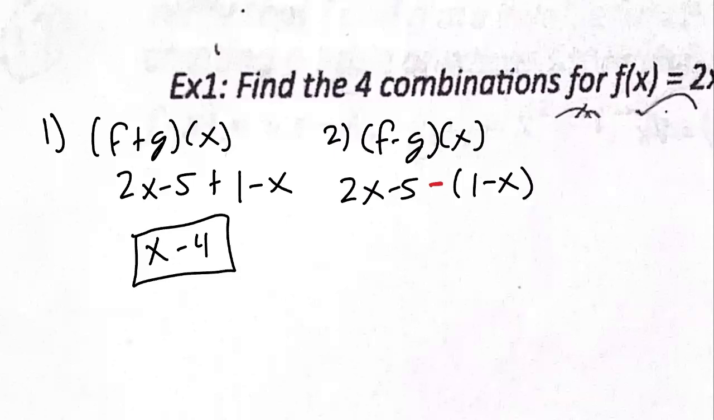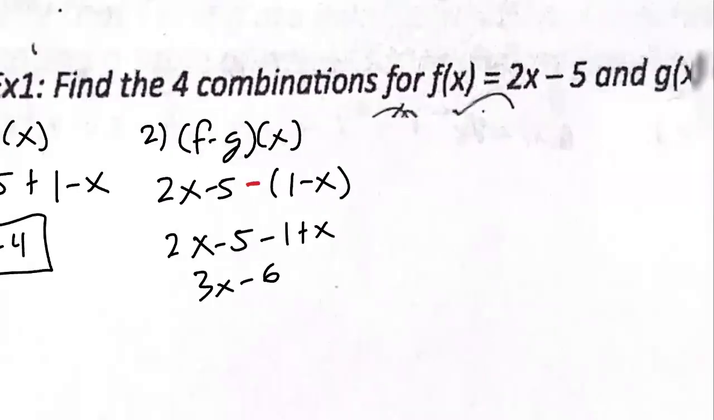So anything on the g can be negative based on what you saw. You just flip the sign. So that one was positive, now it's negative, and the negative x becomes positive x. Same thing, combine like terms: 2x plus x is 3x, negative 5 and negative 1 makes negative 6. Pretty easy, pretty easy.